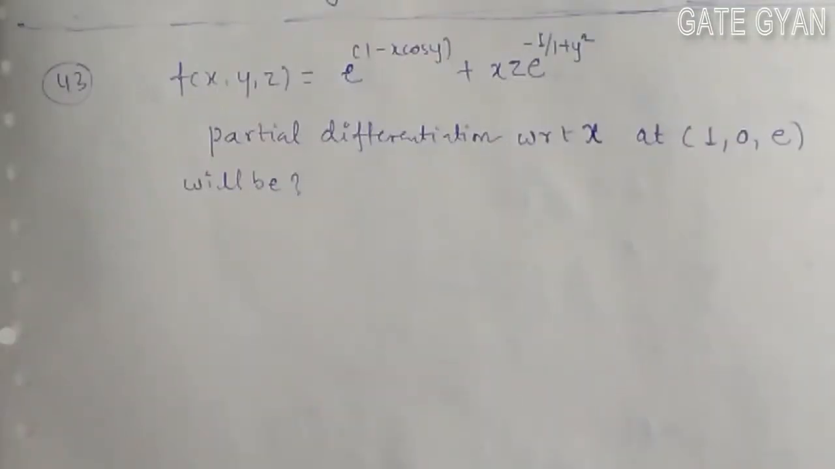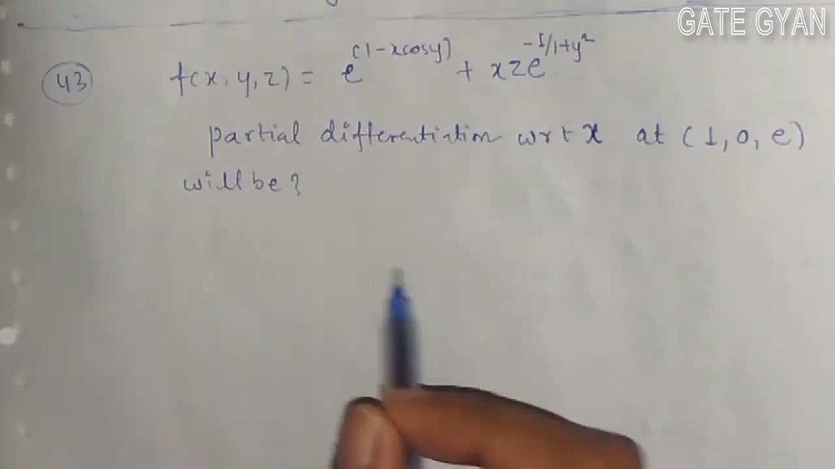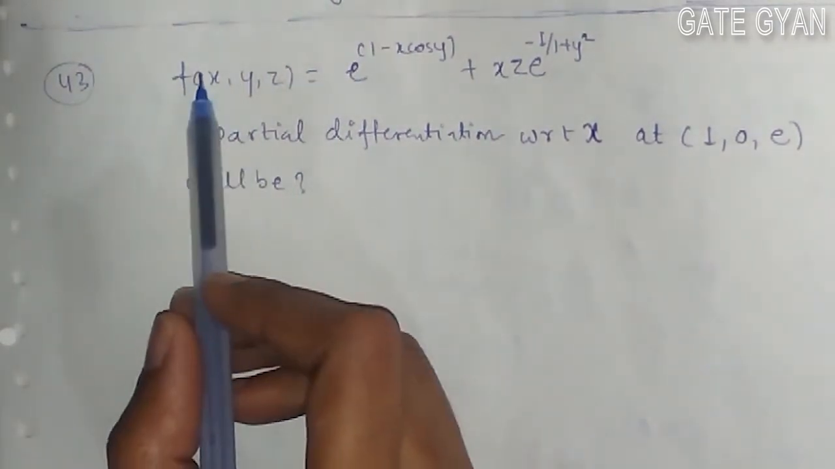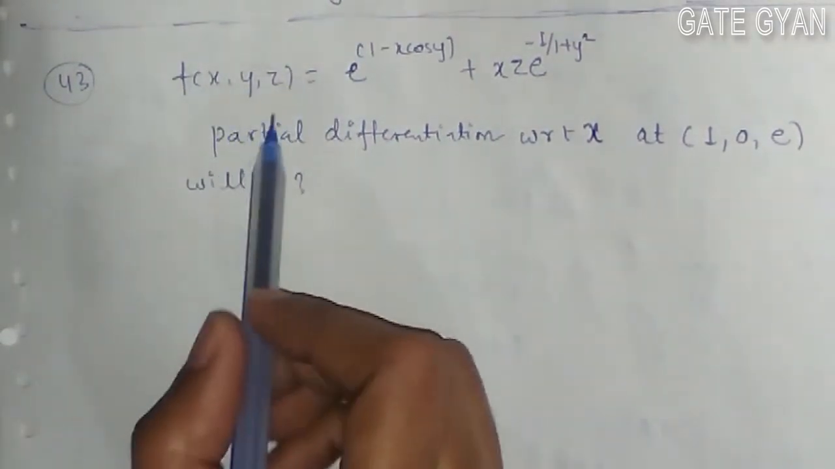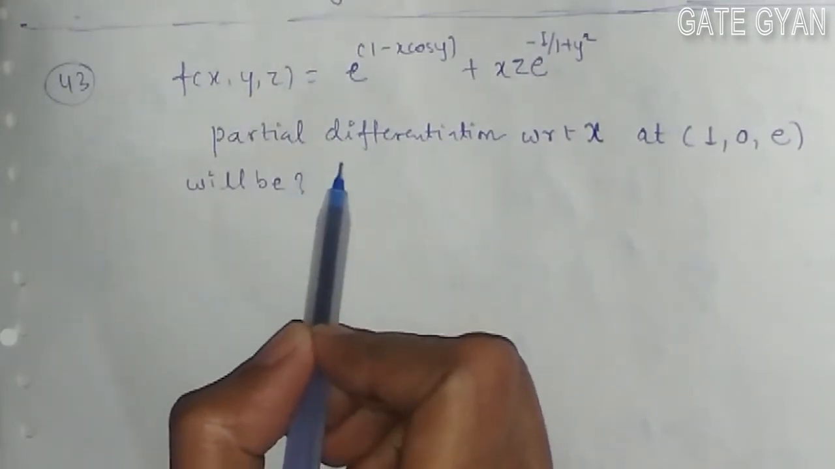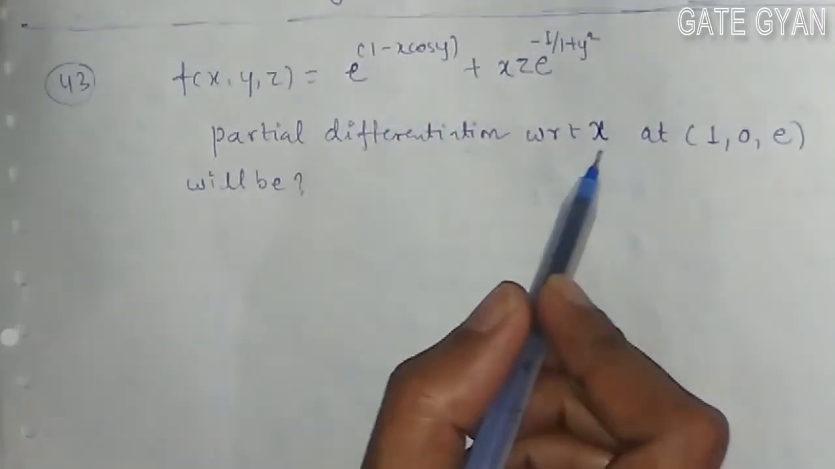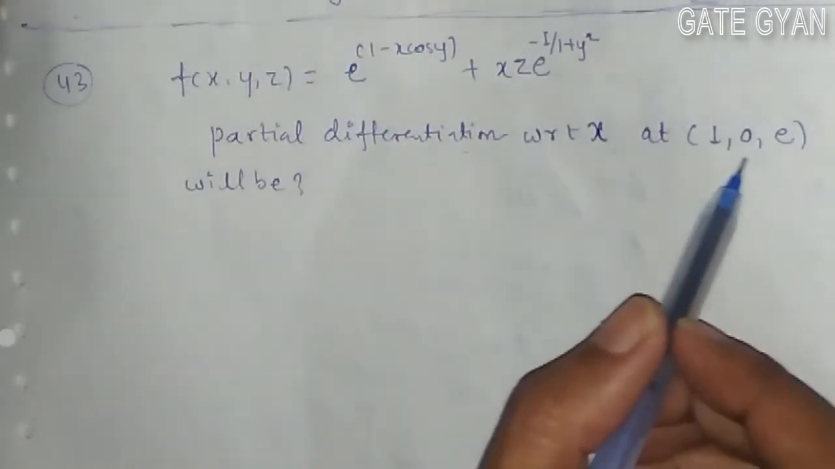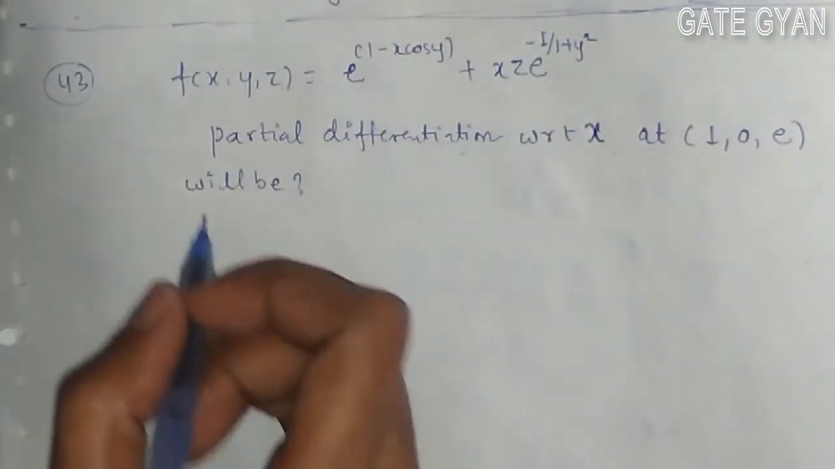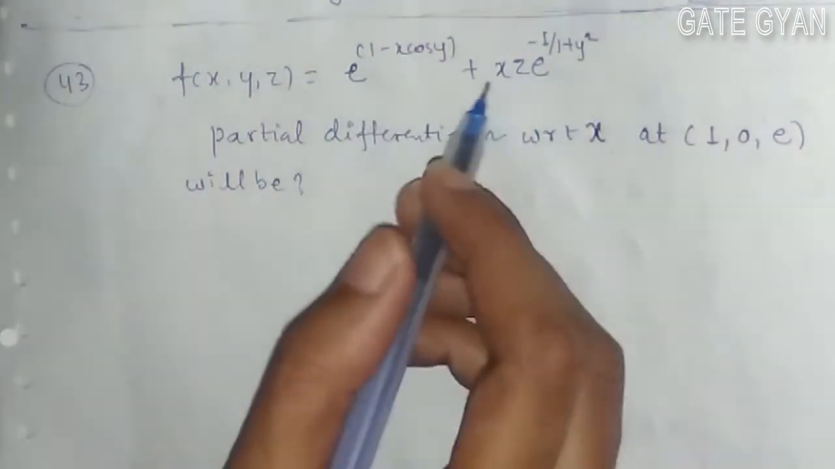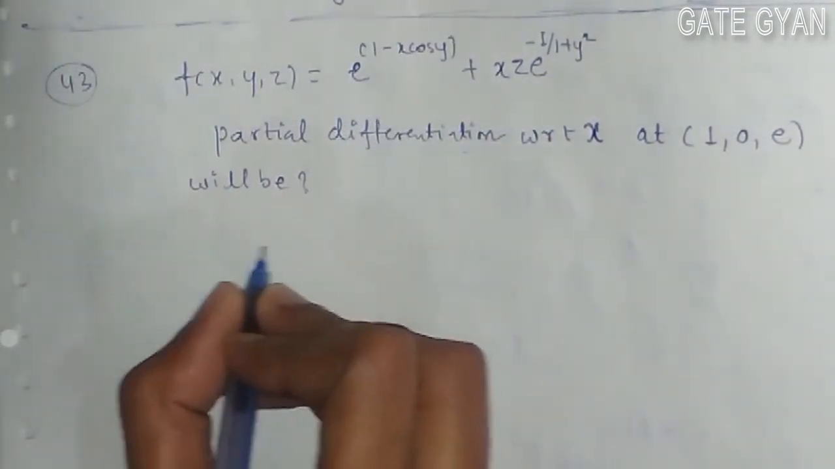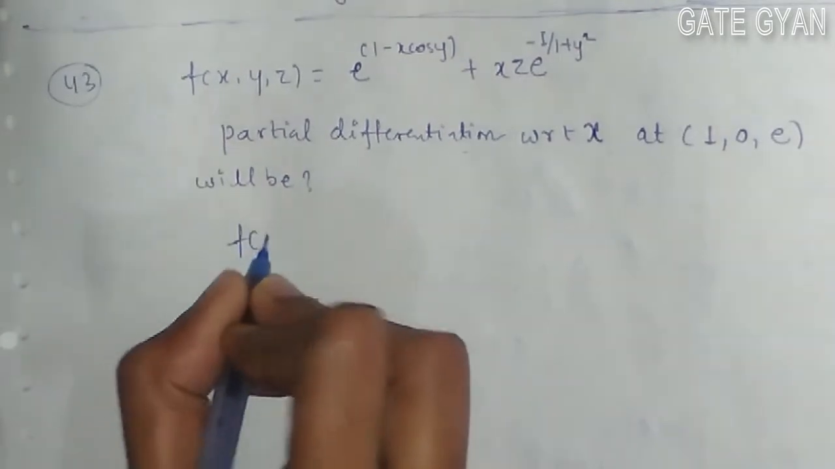In this question, we are given a function in variables x, y, z, and it is asking for the partial differentiation of this function with respect to x at the point we have been given. So we have to differentiate this function with respect to x. So we'll write it.